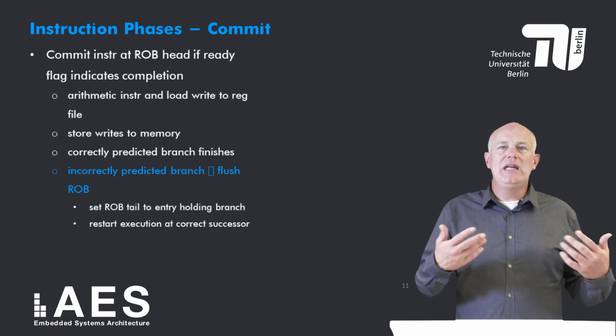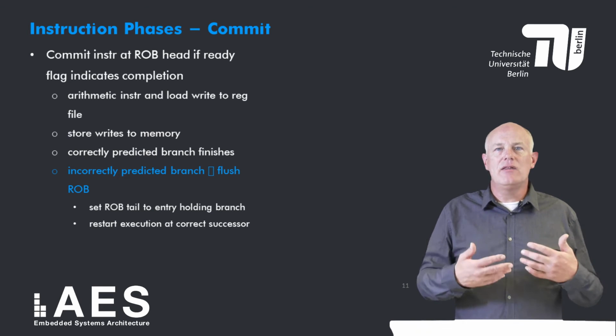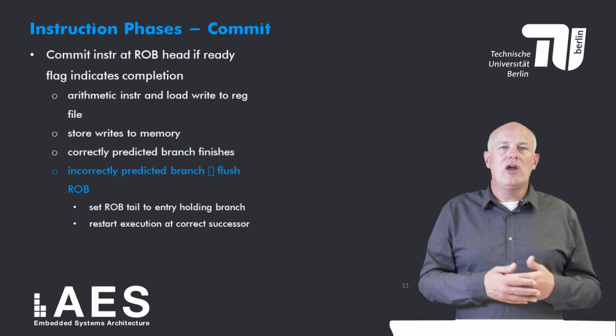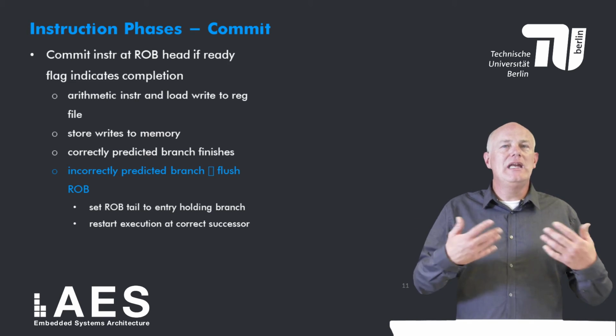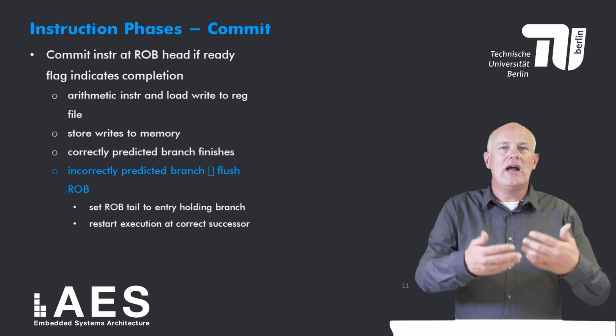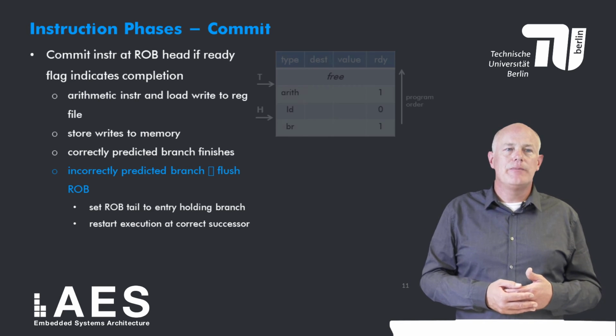In that case, we need to flush the ROB by setting the tail of the ROB to the entry holding the branch, which must be the head of the ROB. Furthermore, we need to restart execution at the correct successor instruction of the branch.